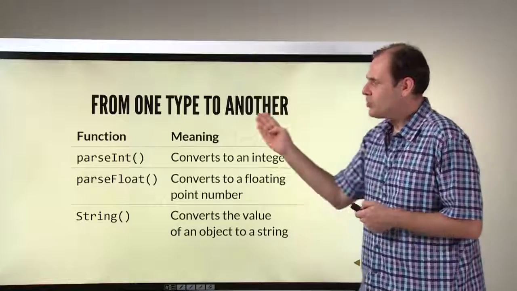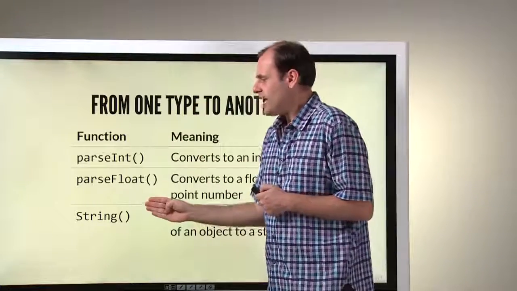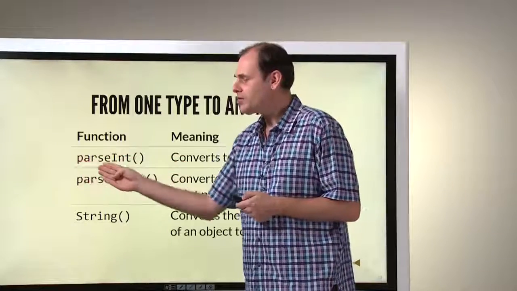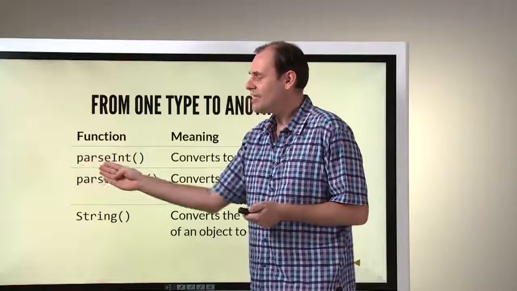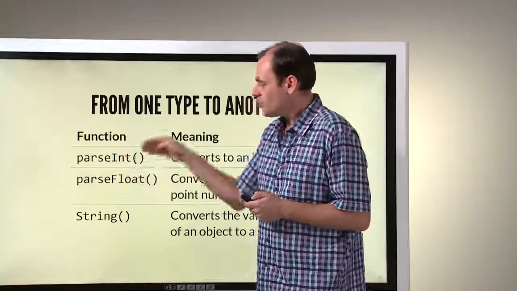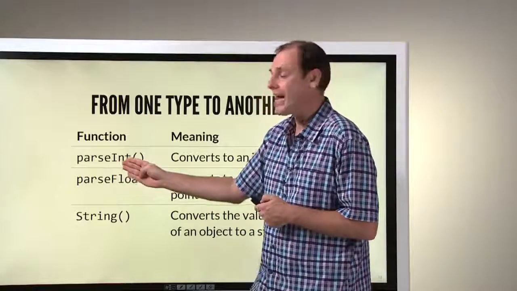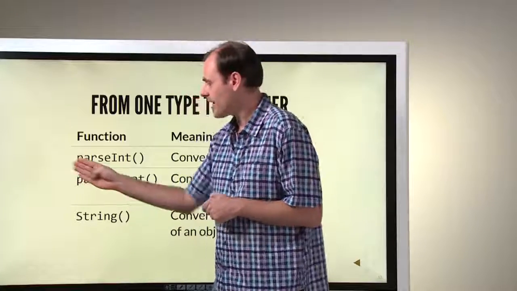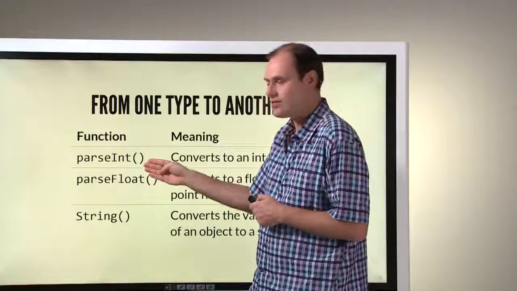Now, another thing you might do is convert from one type to another. So there's a few functions, and very briefly, we've got parseInt. Parse is a computer word which means interpret, analyze, and get the result. So whatever you put in the brackets, it'll analyze it and it will convert it to an integer. And then the result, you could put it in a variable if you like. Okay, x equals parseInt, and then whatever you put in the brackets.